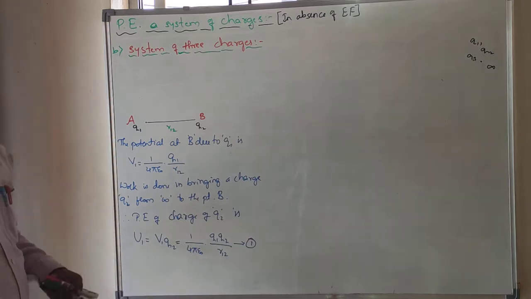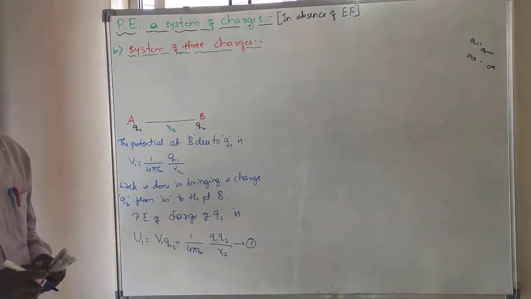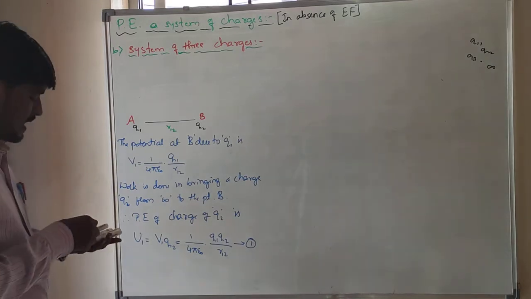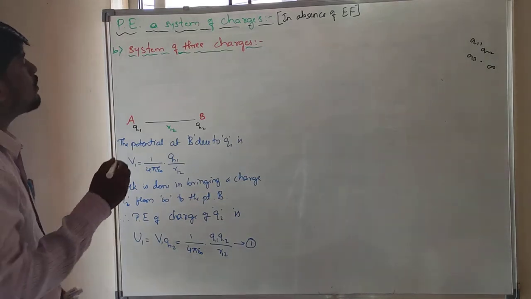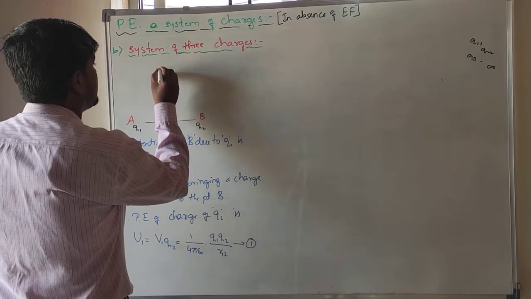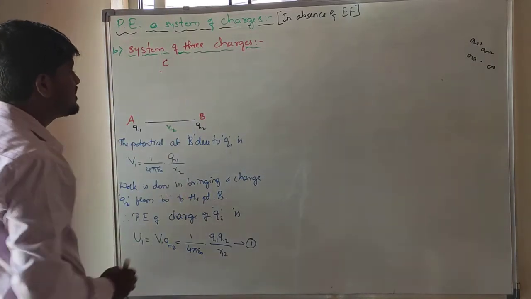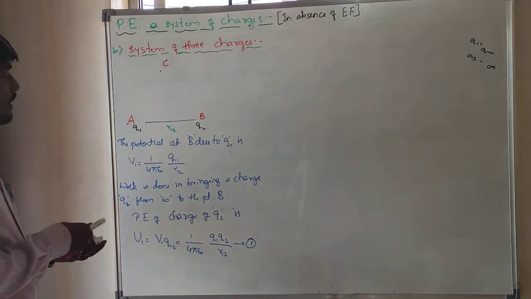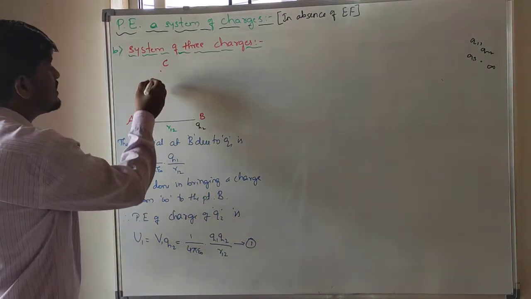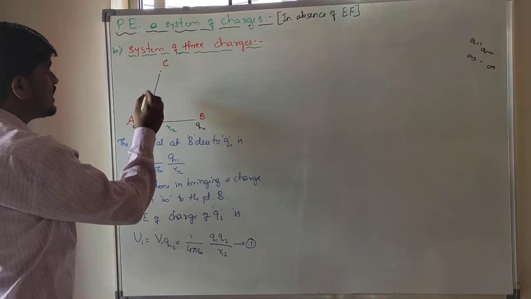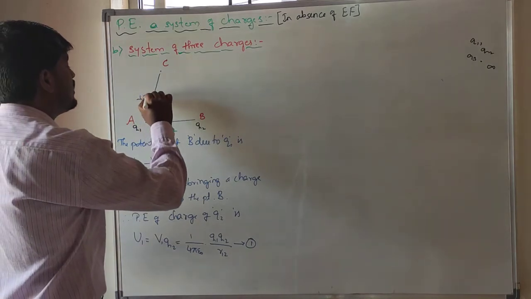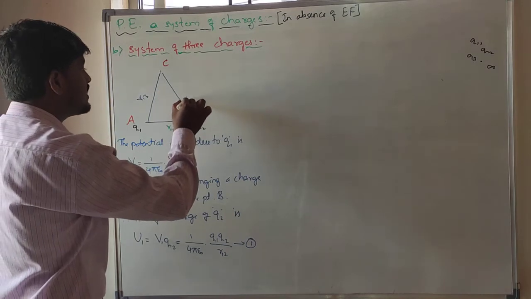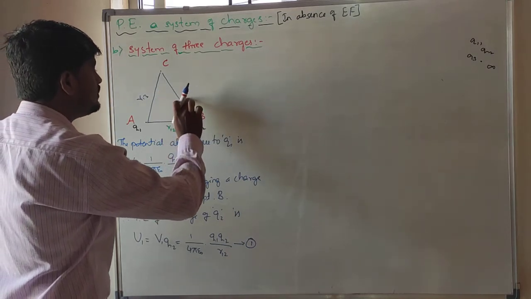Suppose I make it a system of three charges, what happens? Very interesting. Look at this. At the same time, if I consider one more point, say C, from point A the point C is lying at a distance of, say, R13, and from point B it is at a distance of, say, R23.